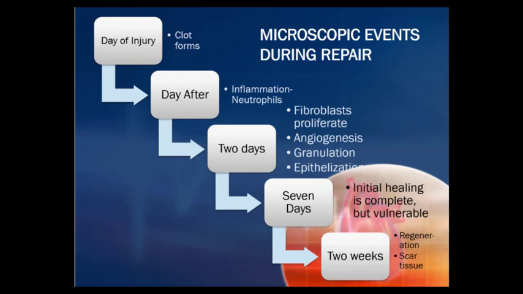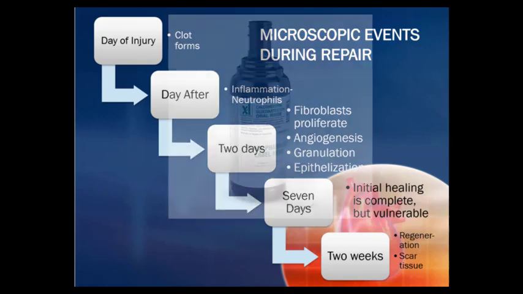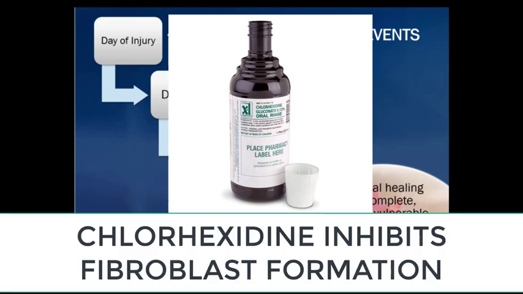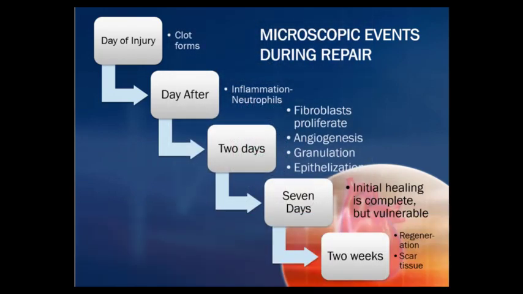One thing that we used to do routinely with periodontal therapy, scaling and root planing, is we would always irrigate the tissue with chlorhexidine afterwards. We did this for years. And some studies are now suggesting that the use of chlorhexidine inhibits the proliferation of fibroblasts. So we don't have as much healing in those pockets when we flood it with chlorhexidine.